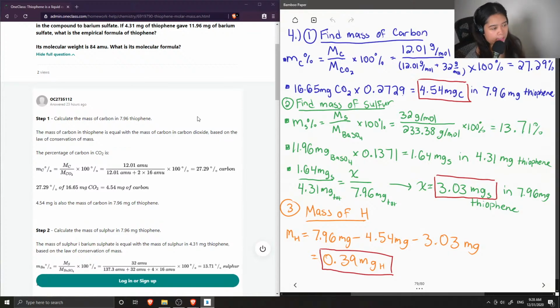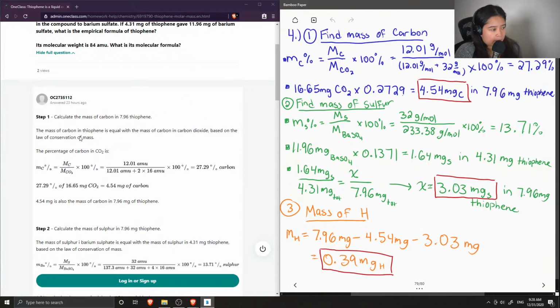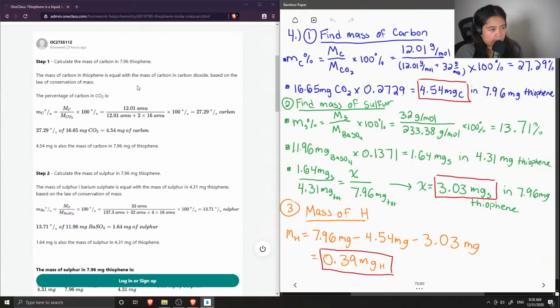Step 1, calculate the mass of carbon in 7.96 thiophene. So the mass of carbon in thiophene is equal with the mass of carbon in carbon dioxide based on the law of conservation of mass. The percentage of carbon in carbon dioxide is 27.29%. So this percentage of 16.65 milligrams of CO2 is 4.54 milligrams of carbon.